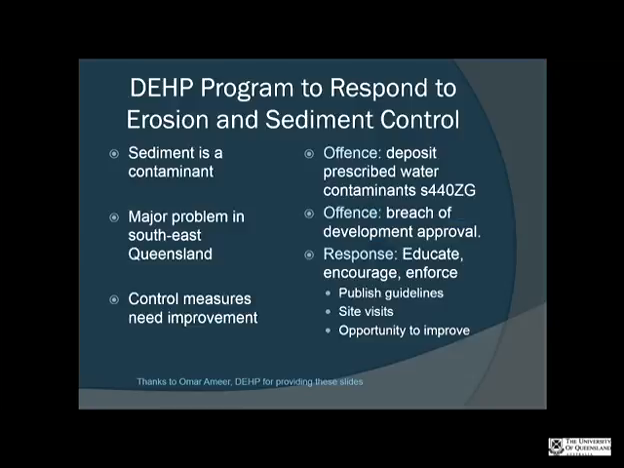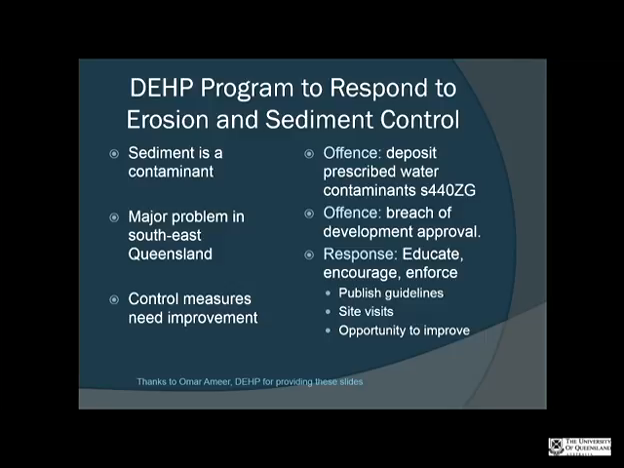So a few years ago I had a chat with someone from the Department of Environment, and they had a program in place at the time to respond to erosion and sediment control problems. And these were the slides that Amar Amir very kindly gave to me at the time. And it was really to try and explain to people why sediment is a problem. And so it points out sediment is a contaminant.